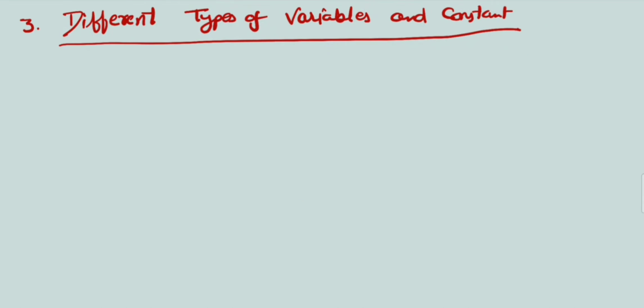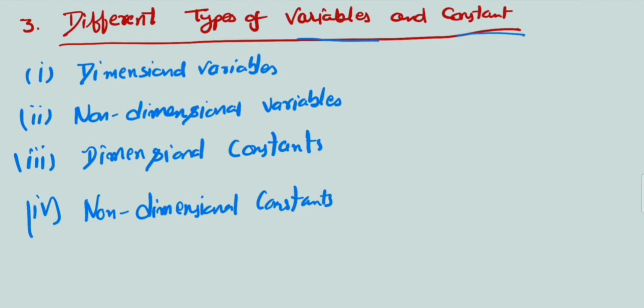So the third topic which I am going to discuss here is different types of variables and constants. We know variables are those quantities which vary with time, and constants do not vary with time. Let's see the different types of variables and constants. Here we have 4 categories. First, dimensional variables; second, non-dimensional variables; third, dimensional constants; and fourth, non-dimensional constants. Let me explain these one by one.